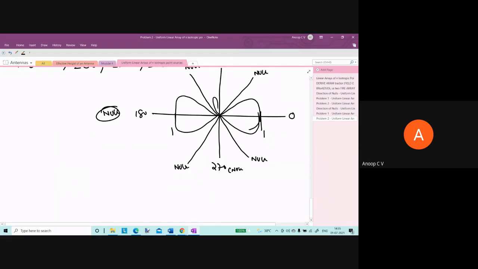So one minor lobe will be here, one minor lobe here. You can plot it like this. Another minor lobe here, and one more minor lobe here. So this is the pattern. This is the expected pattern.